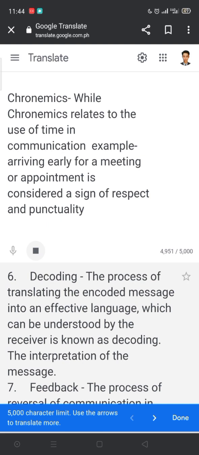8. Context. Context refers to the environment of communication in which the interaction happens or takes place. 9. Barrier. Any construction or hindrance which hampers the communication process is known as noise. The hindrance may be caused to the sender, message, or receiver.